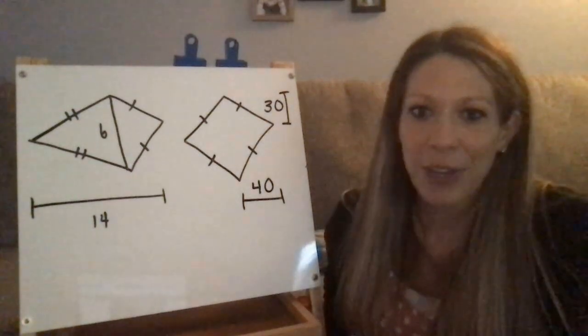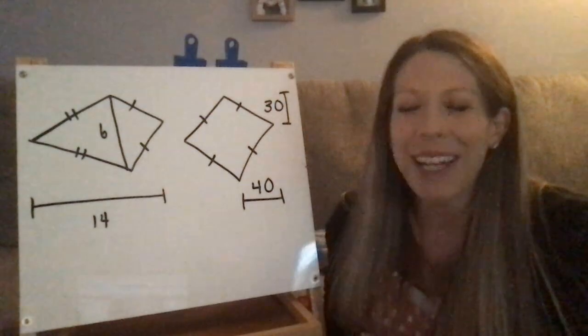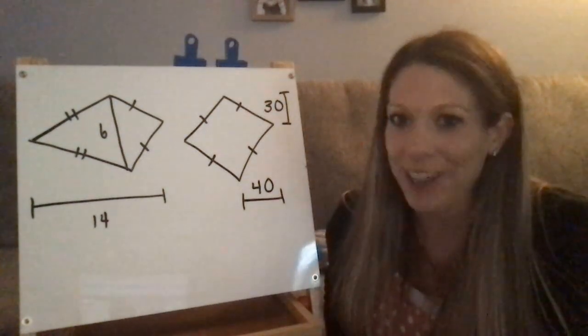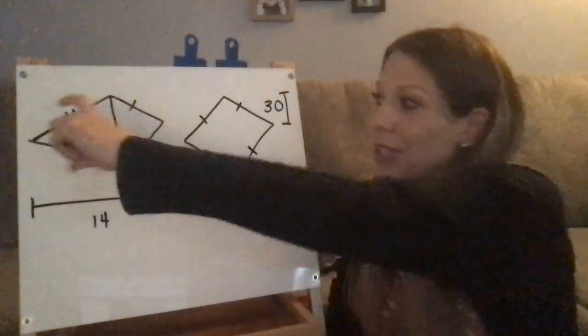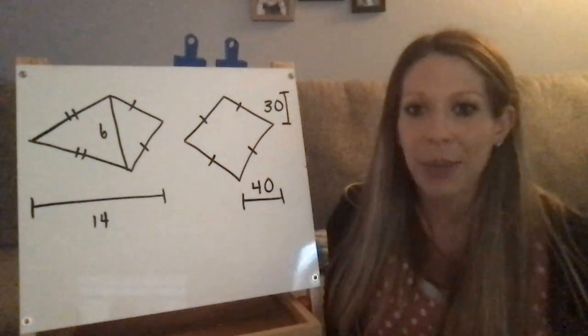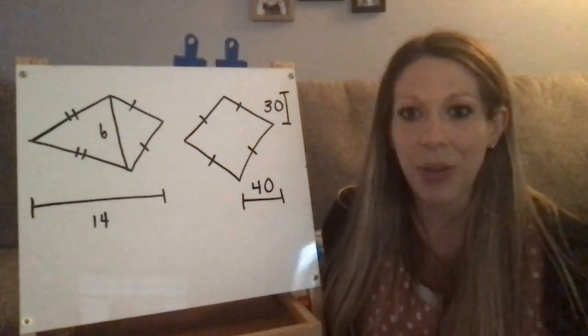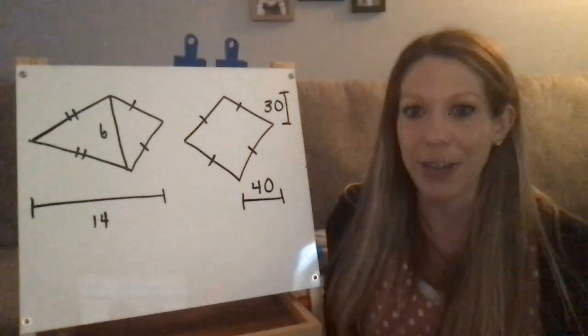Same slide, two more examples. Make sure that you take the time to identify what type of shape we have first. So this first example is clearly a kite. We have two pairs of consecutive congruent sides. So we're going to use our kite formula, which is 1/2 times diagonal 1 times diagonal 2.